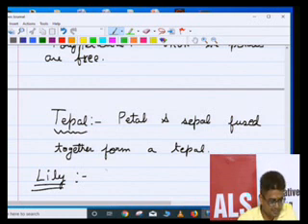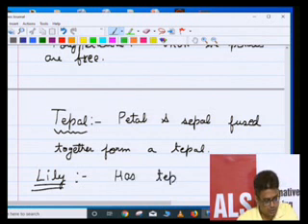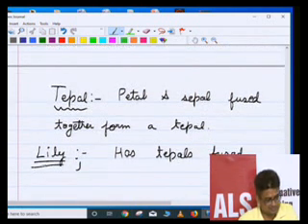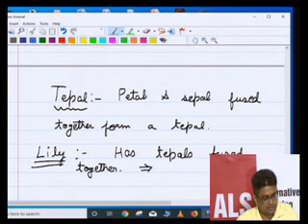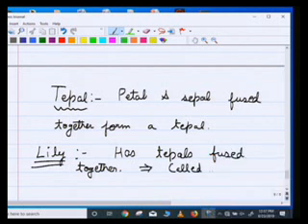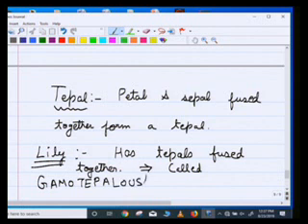Okay, lily flower has tepals fused together. This condition is called gamotepalous or gamophyllous.